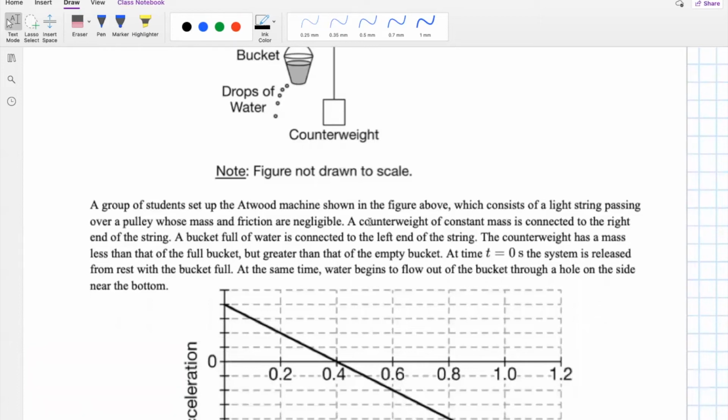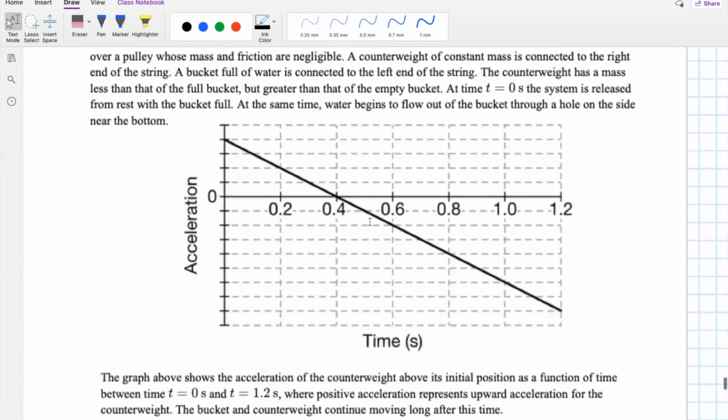The counterweight has a mass less than that of the full bucket, but greater than that of the empty bucket. At time t equals 0, the system is released from rest with the bucket full. At the same time, water begins to flow out of the bucket through the hole on the side near the bottom.